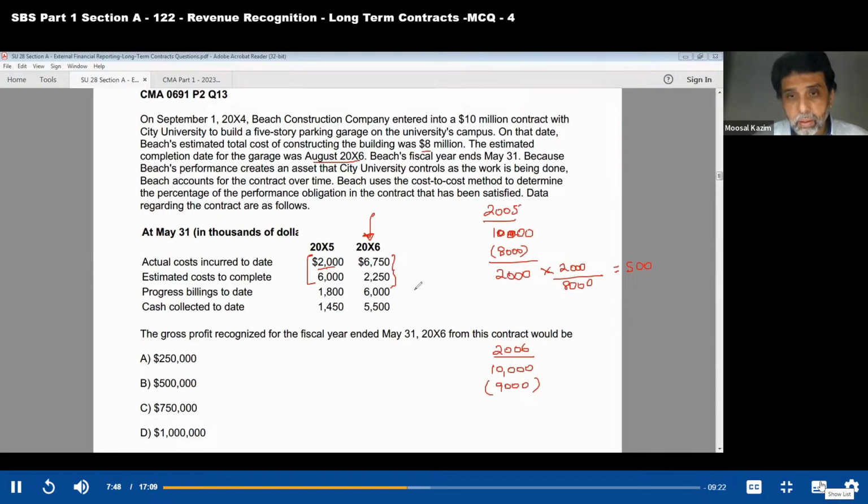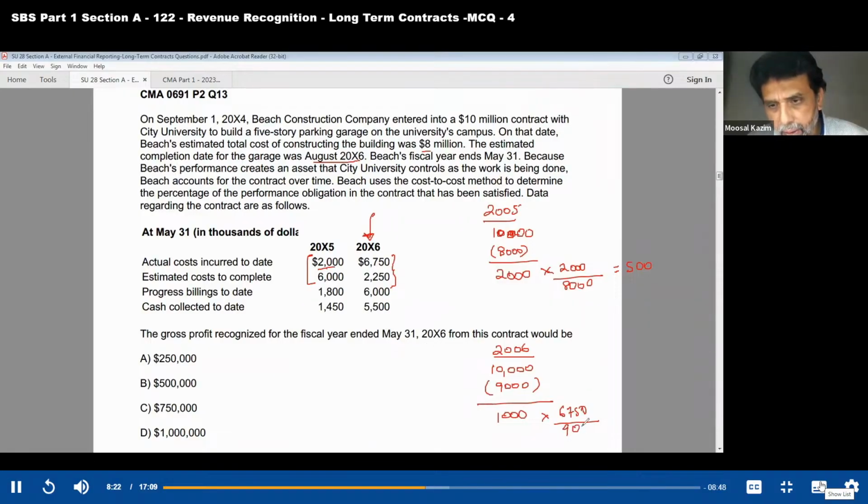The cost incurred and cost estimated to complete. 1 million is the profit. So something has gone wrong, in the sense things have gone up compared to their previous estimate. And so their resultant profit is going to be less. Multiply this into the percentage completed. That is 6,750 divided by the sum of these two, 6,750 plus 2,250. That is 9,000.